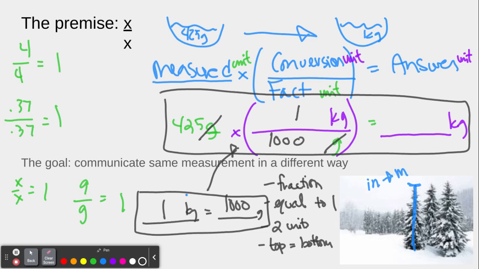Okay, so we're going to go 425 times 1 divided by 1,000, and what do I get? Yes. So is that the number that you got doing it your way initially? Mathematically, this is dimensional analysis. We can get to the answer multiple ways, but this is what dimensional analysis looks like.